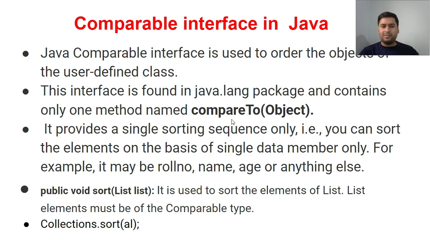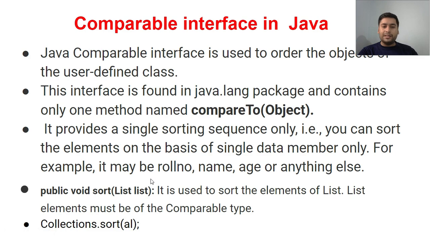We have already seen that this compareTo method returns three values: 0, -1 or +1, which means zero, negative or positive. It provides a single sorting sequence only. Single sorting means you can do the sorting on one particular parameter only. You can sort the elements on the basis of a single data member only. It means a single field only.